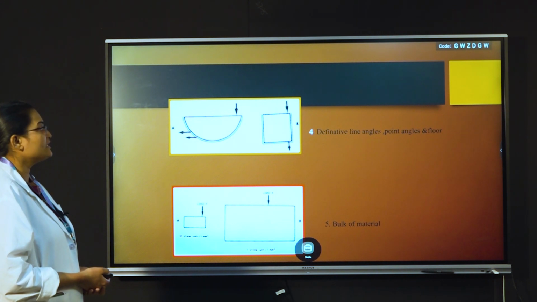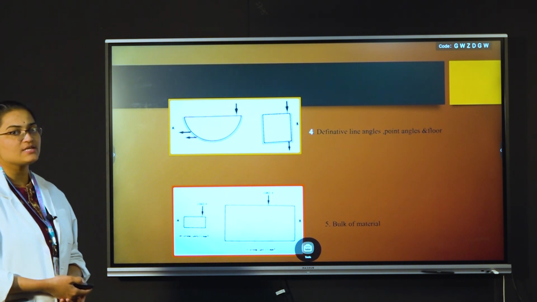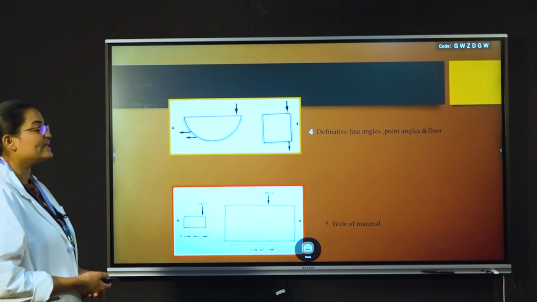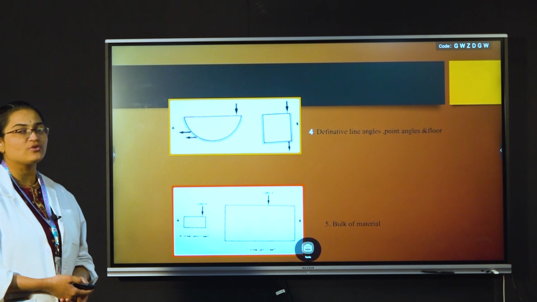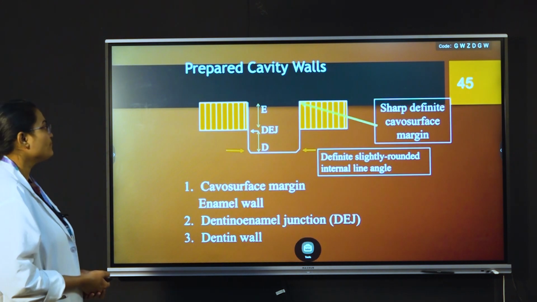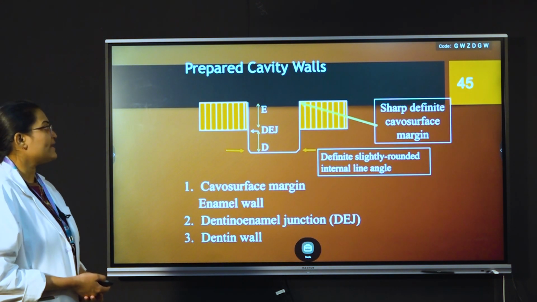Here we can see the definitive line angles and point angles. It should always have rounded line angles and point angles, but definite ones, and also it should accommodate bulk of the material for it to retain inside the cavity. These are the prepared cavity walls.